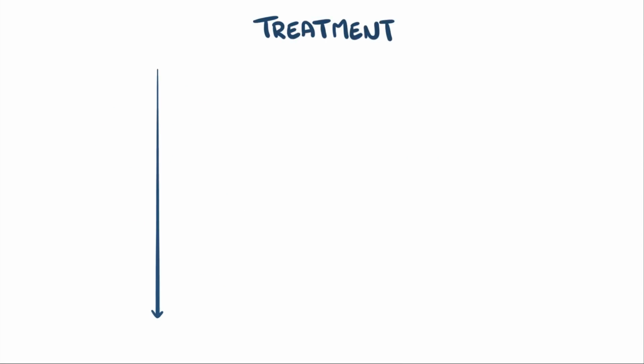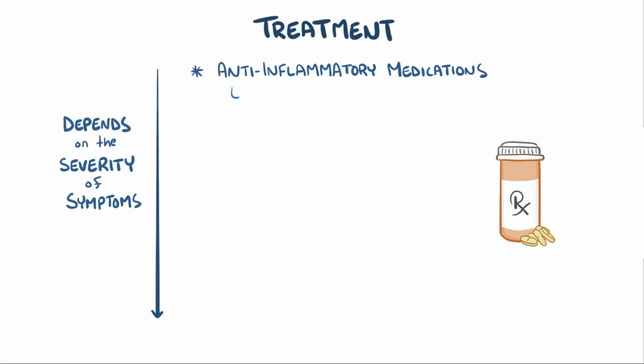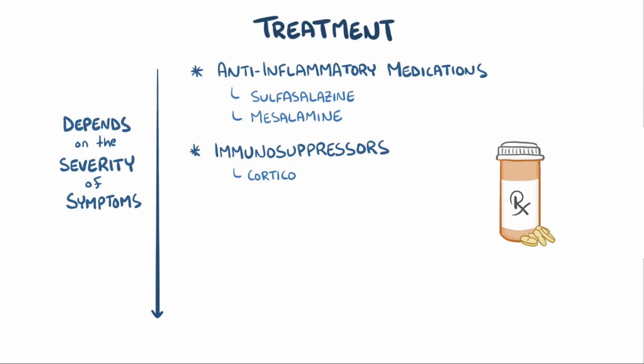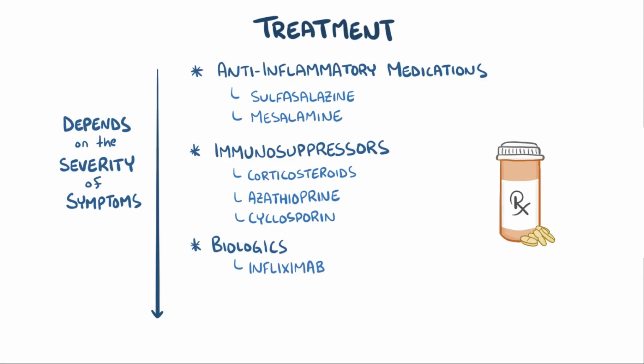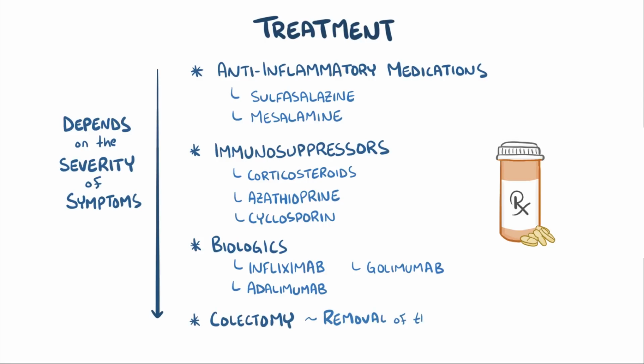Treatment for ulcerative colitis depends on the severity of the symptoms. Often anti-inflammatory medications like sulfasalazine or mesalamine are given. In more severe cases, drugs that suppress the immune system like corticosteroids, azathioprine, or cyclosporine might be prescribed. If those fail, biological treatments like infliximab, which is a TNF inhibitor, adalimumab, and golimumab can be used. Finally, if these treatment options fail, sometimes patients will have a colectomy, which is a surgical removal of the colon.